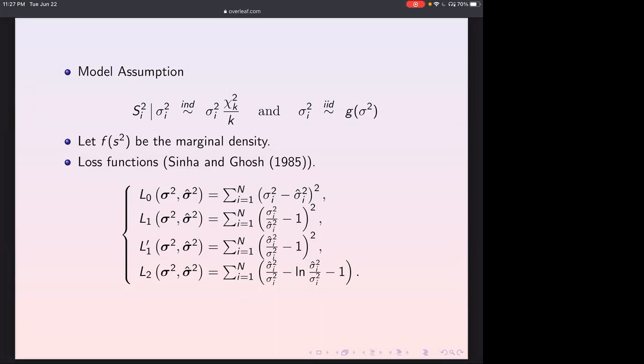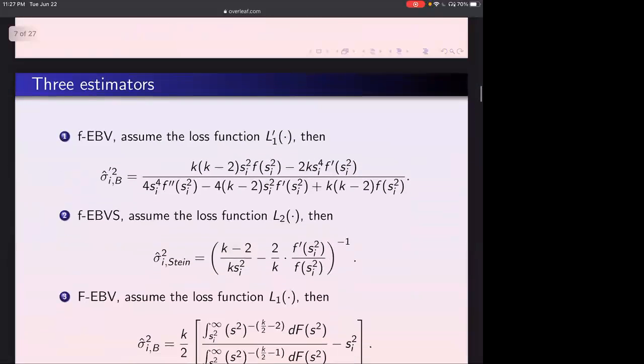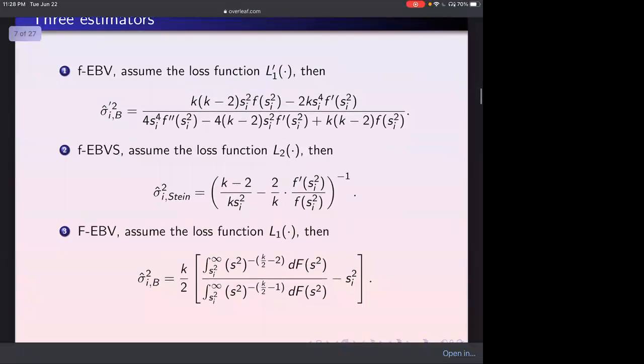So to derive the Bayes estimator, we consider a few different choices of the loss functions. Okay. And the first one is the squared error loss, which is not very widely used. The other three are all scale-free, unit invariant. For L1 and L1 prime, we just swap the position of sigma i squared and sigma i hat squared. And L2 is also known as the standard loss function. Okay. So based on the different loss functions, we can derive the estimator.